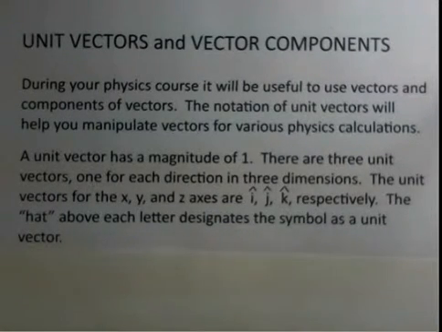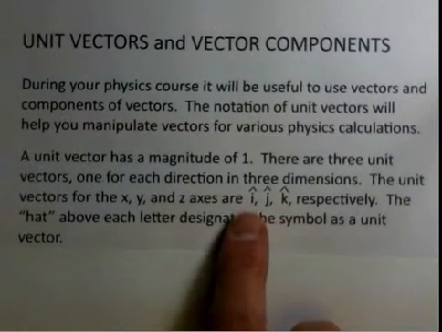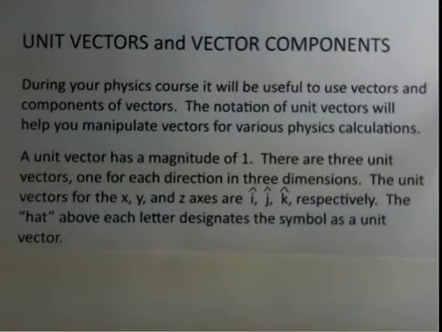There are 3 unit vectors because we live in a 3-dimensional space, not counting time as the 4th dimension. But x, y, and z axes. In the x direction, we have the i unit vector. In the y direction, the j unit vector. And the k unit vector is the direction of the z axis. These are not full-fledged vectors. They don't have an arrow across the symbol, just a hat. That's a reminder they're unit vectors.